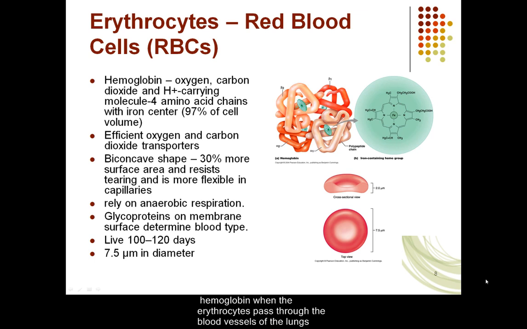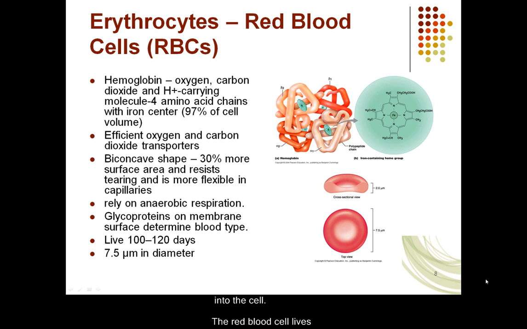The result is that oxygen binds to the hemoglobin when the erythrocytes pass through the blood vessels of the lungs, and it leaves the hemoglobin when the erythrocytes pass through the blood vessels of the body tissues. This gas exchange occurs by diffusion as a result of differences in oxygen concentration. For example, the oxygen concentration is higher in the lungs than in the blood, so oxygen diffuses from the lungs into the blood. Conversely, the oxygen content within the tissues of the body is lower than in the blood, so the oxygen diffuses from the blood into the interstitial fluid and then into the cell.